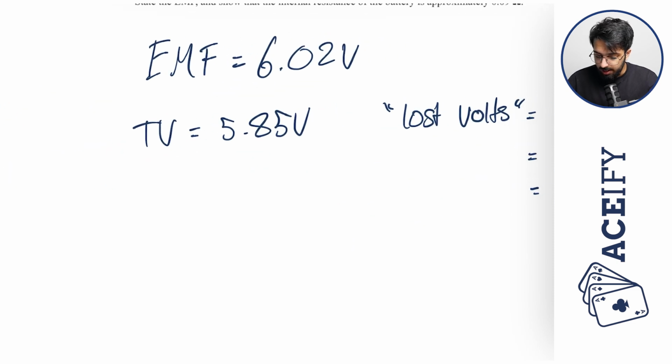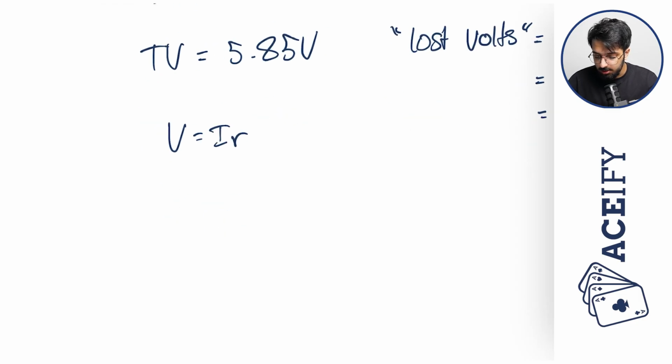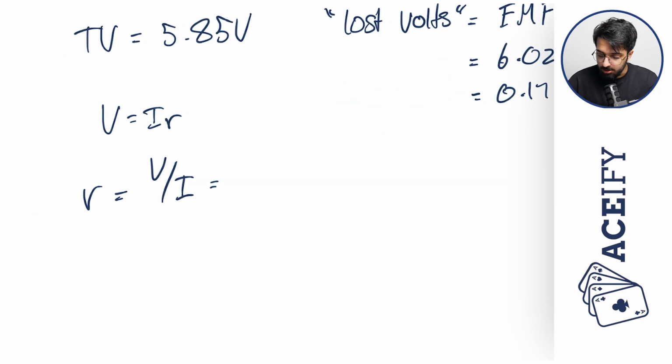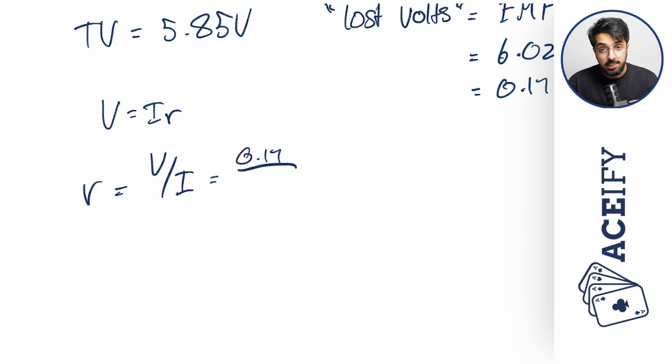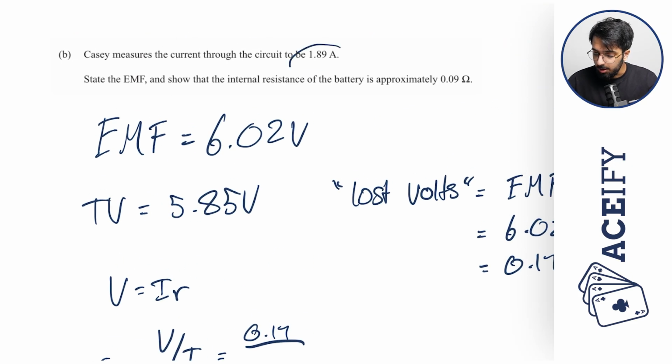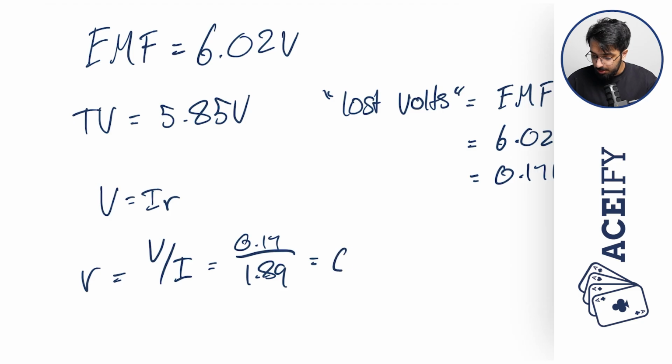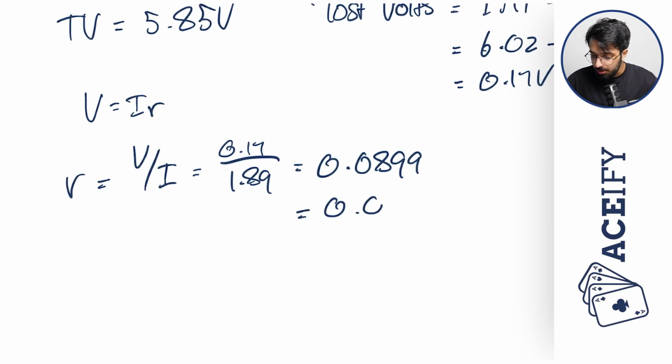And so therefore, as V is equal to IR, where our R this time is going to be little r because that is our internal resistance, and that is what we're trying to find, we can rearrange for our internal resistance. We get the voltage across our internal resistor, which is 0.17, divided by the current throughout the circuit, which is given as 1.89. And that's equal to 0.0899, and obviously we can round that to 0.09 ohms.